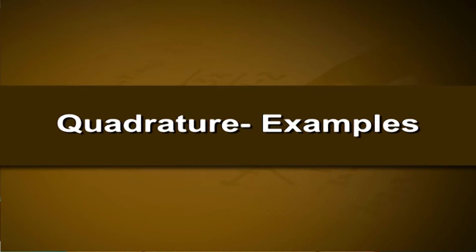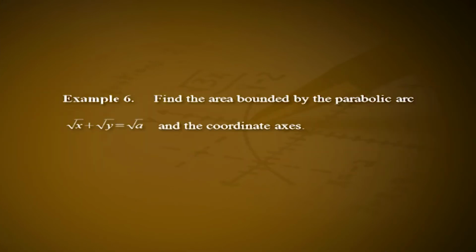Quadrature examples. Example 6. Find the area bounded by the parabolic arc root of x plus root of y is equal to root of a and the coordinate axis. Solution. The given curve intersects x-axis at (a, 0) and y-axis at (0, a).